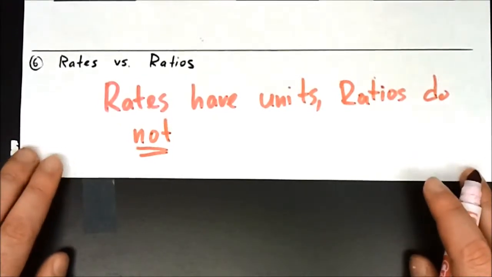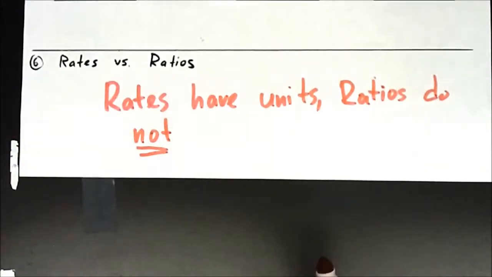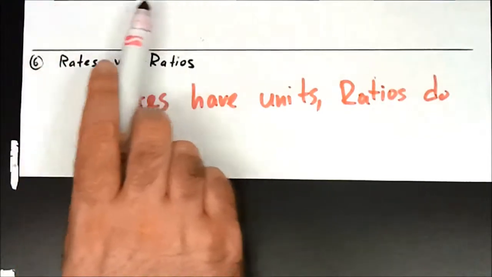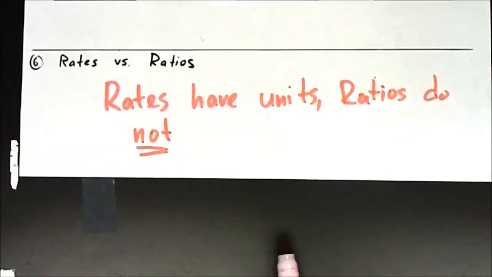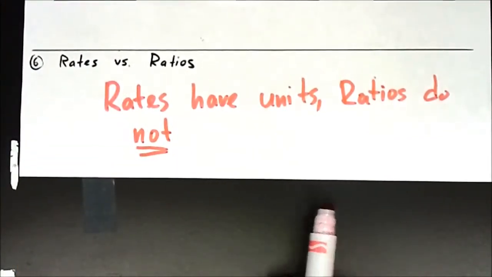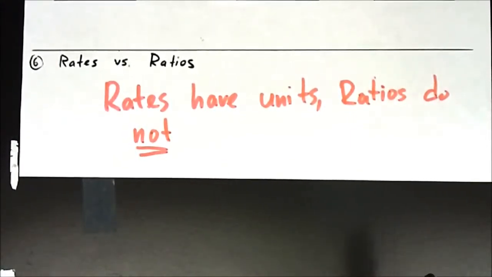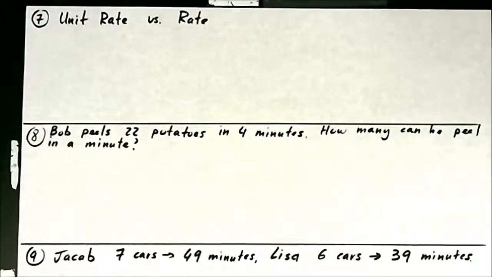And what I mean by that is that I can write 18 to 14 in the previous problem, and that would be a ratio. But for a rate, I'd have to write down 18 feet to 14 feet. I would have to actually include the 2 units in there. So rates are kind of like ratios, but with mandatory units in there. Question number 6. Number 7.